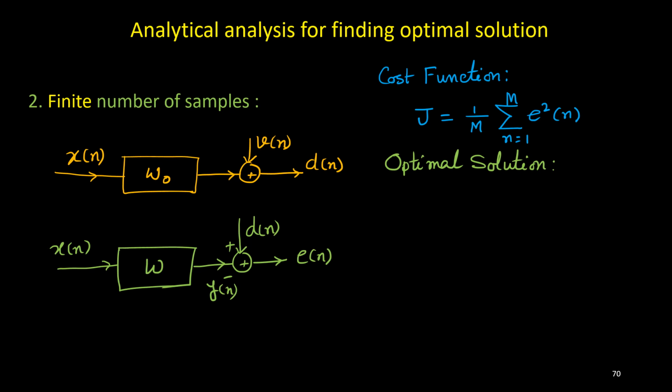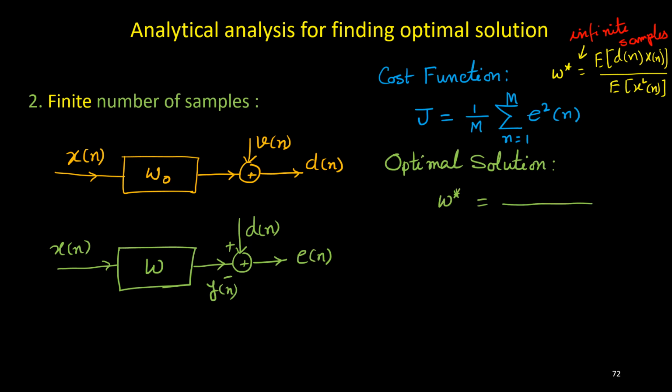Now for this one again we want to find the optimal solution analytically. If I want to get the analytical result first, can you guess what kind of analytical result you will get? You see, w star we obtained equals expected value of dn xn upon expected value of x square n for an infinite number of samples. So for finite samples, what should be your w star? We can guess that w star will be of the same form. What should be the numerator and what should be the denominator? The numerator should be similar to that one, dn and xn, and the denominator should be similar to x square n.